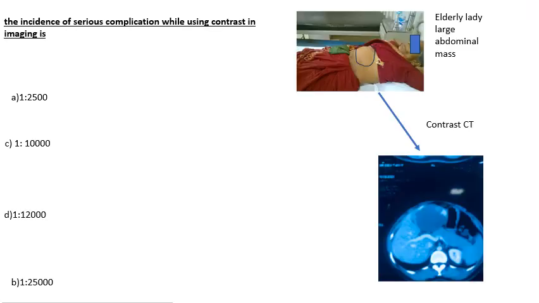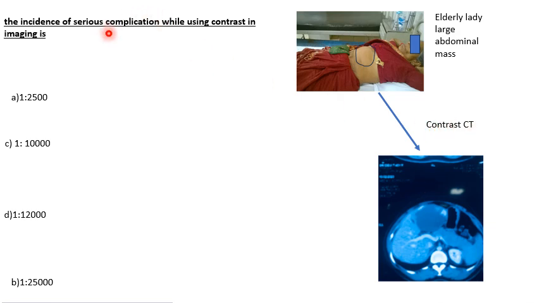So coming to the first MCQ, let me give you a case scenario. This is a lady. As I told you, all these images, except where I've mentioned, belong to my personal collection. This is an elderly lady. She's come with a large intra-abdominal lump. So the next logical thing will be to get a contrast CT, so a contrast CT has been done. My objective today is not to go on talking about the findings in the CT. That is not the idea of this presentation. She has gone for a contrast CT.